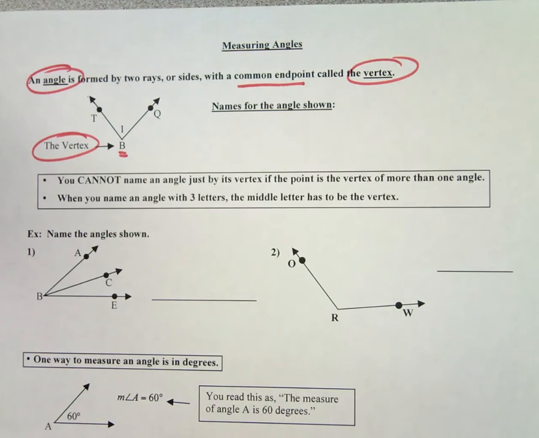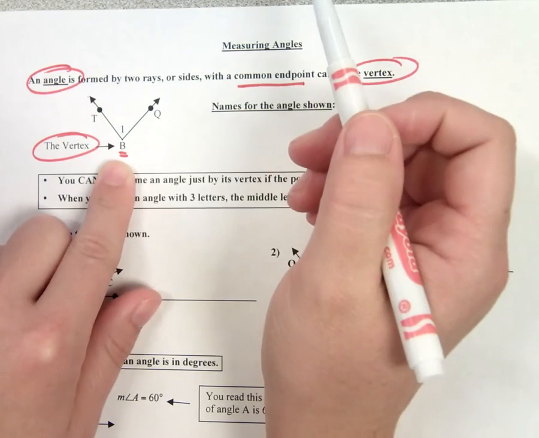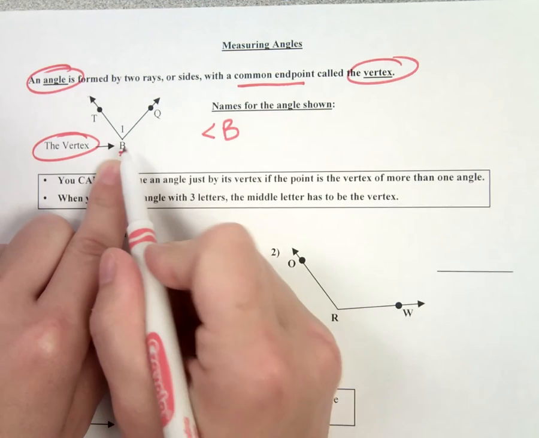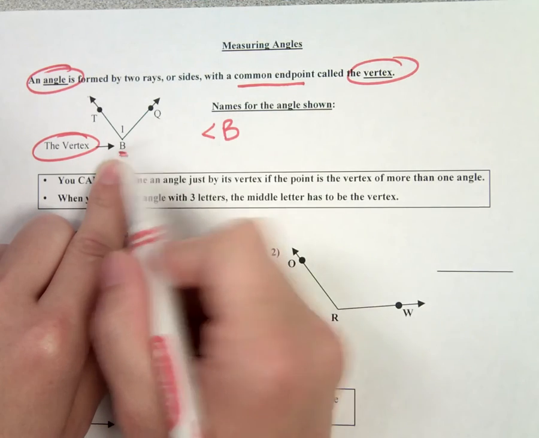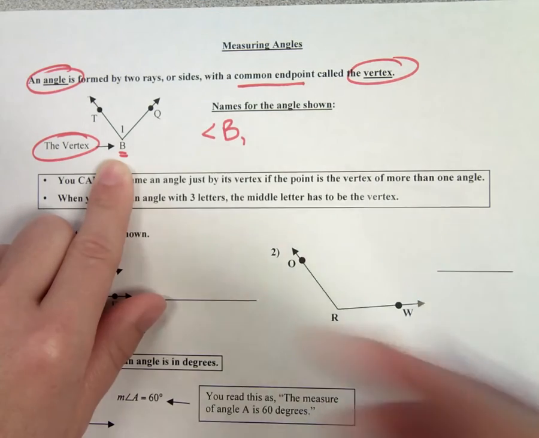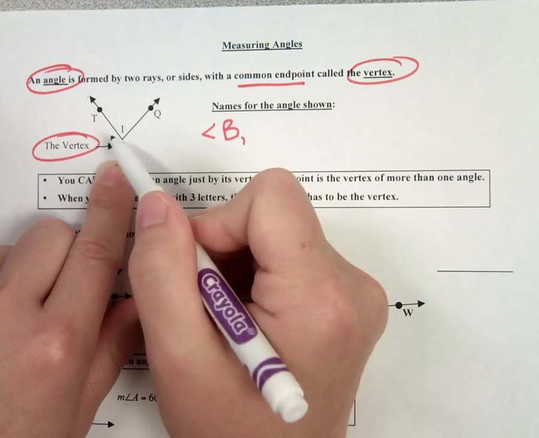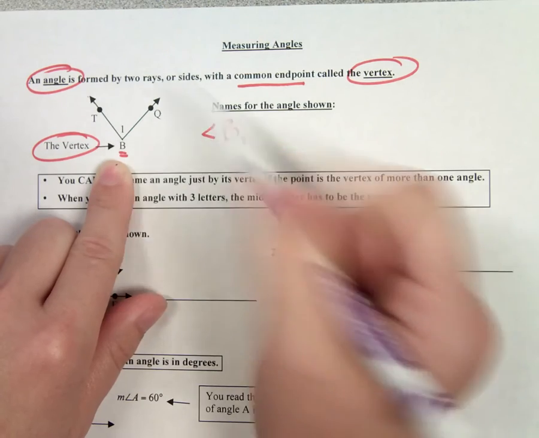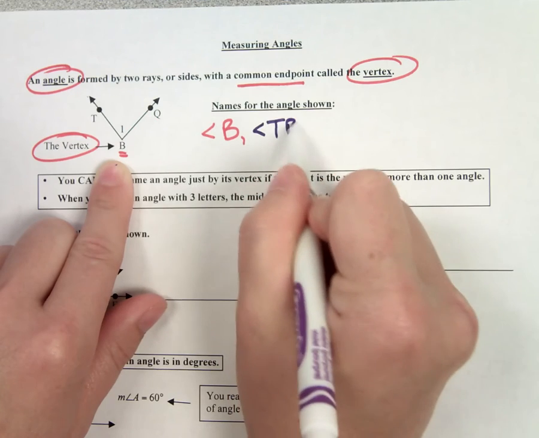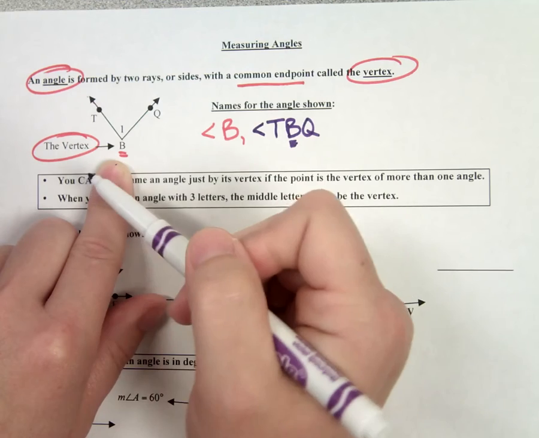Okay, we have several ways of naming an angle. One way is to just name it by whatever the vertex is. So I can call it angle B. But that doesn't always work, and I'll show you why here in a minute. Another way is to use three different letters. So you have to make sure that you use the vertex as the middle letter. So I can call this angle TBQ, making sure that I used the vertex as the middle letter.